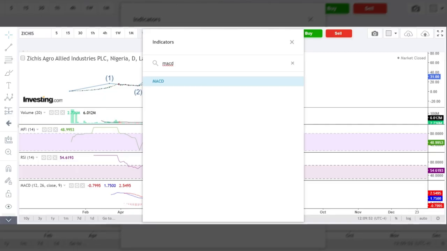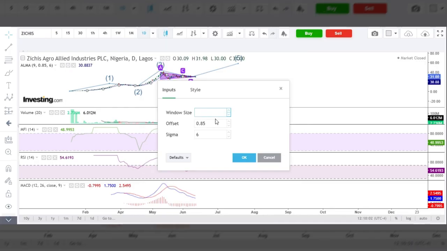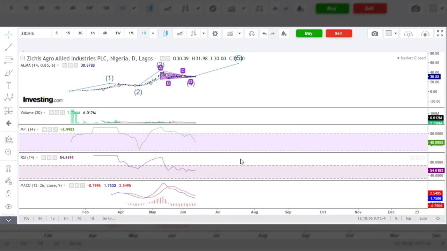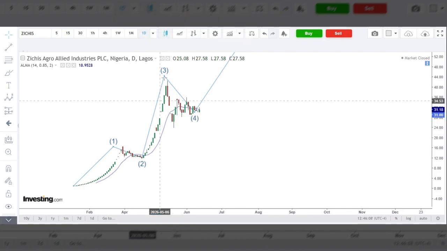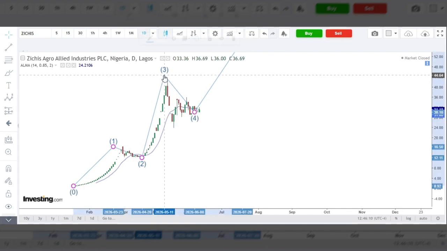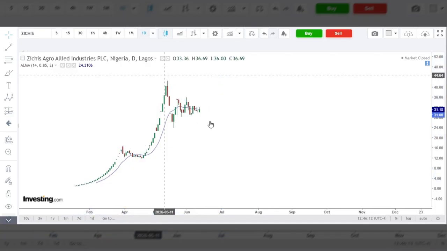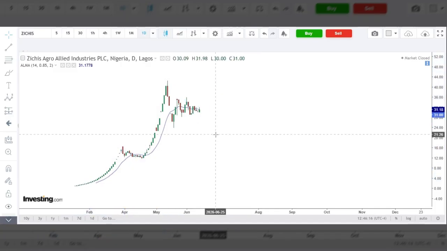Okay, we have moving average. This is the moving average I like using. So let me remove all these sets. We can use all indicators to confirm if this is truly an investment opportunity. Now looking at the moving average, you can see that it has not yet crossed going above.